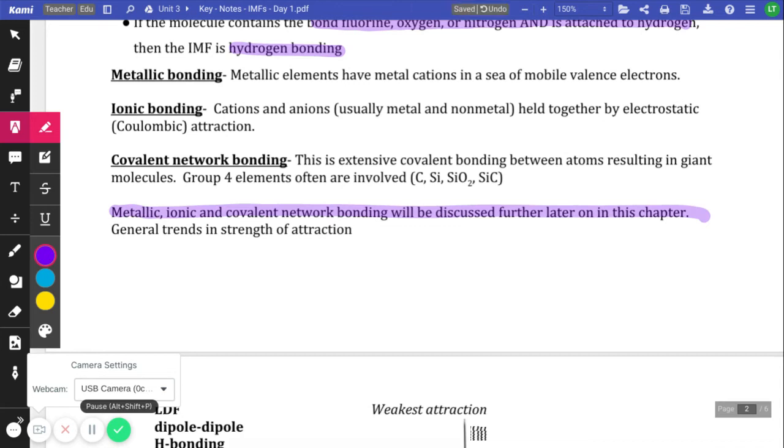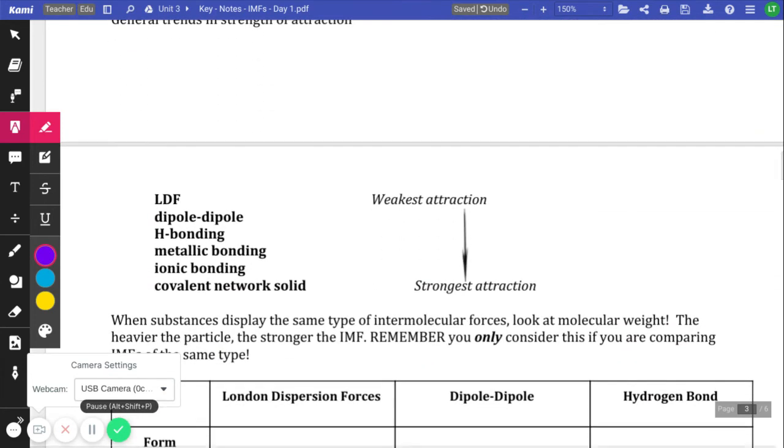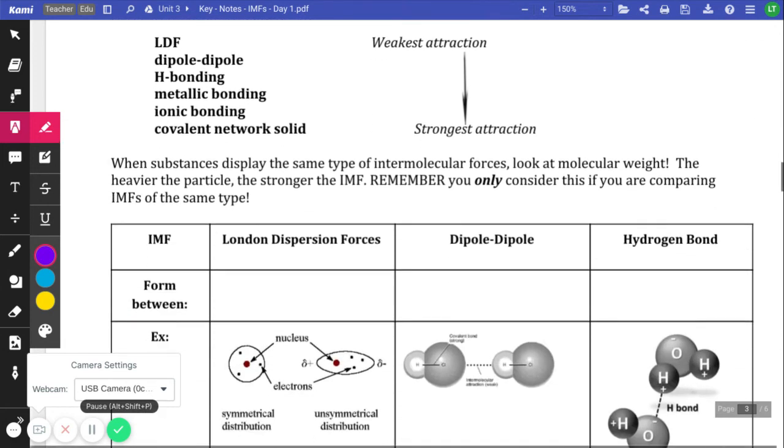In the next few days, we're going to talk about those 3 types of bonding, but we do need to talk about the strength of attraction. From our weakest attraction to our strongest attraction in general, London dispersion forces are going to be your weakest, then dipole-dipole, then hydrogen bonding. After that, we have our actual types of bonding. So metallic bonding, ionic bonding, and covalent network are going to be much stronger. So we go from weakest, London dispersion, to strongest, covalent network.